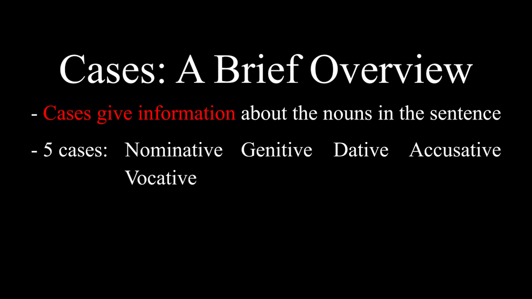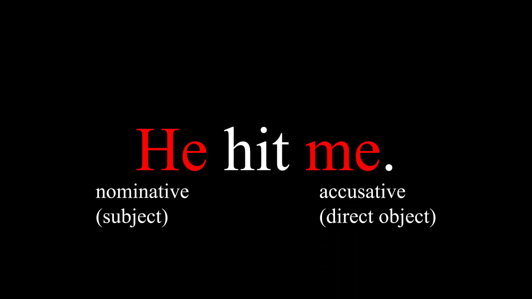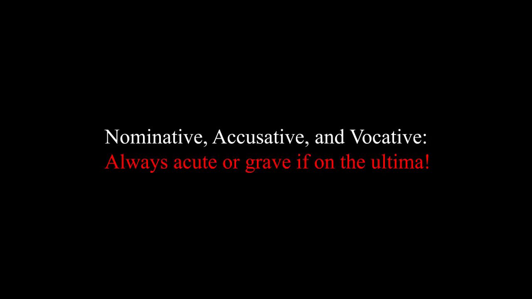These each have their own meanings, but let's use an English example for nominative and accusative. He hit me. In this sentence, he would be nominative, since it's the subject, and me would be accusative, since it's the direct object, or who is getting hit. For now, just know that nominative, accusative, and vocative nouns, whether they have a long or short vowel, have an acute or grave accent if they have an accent on the ultima.